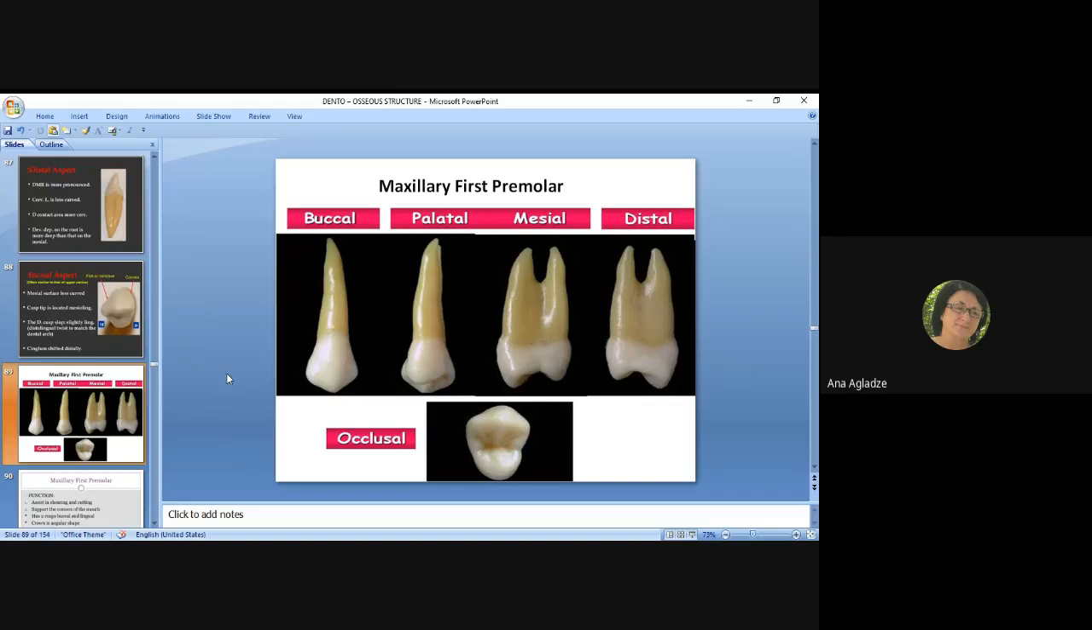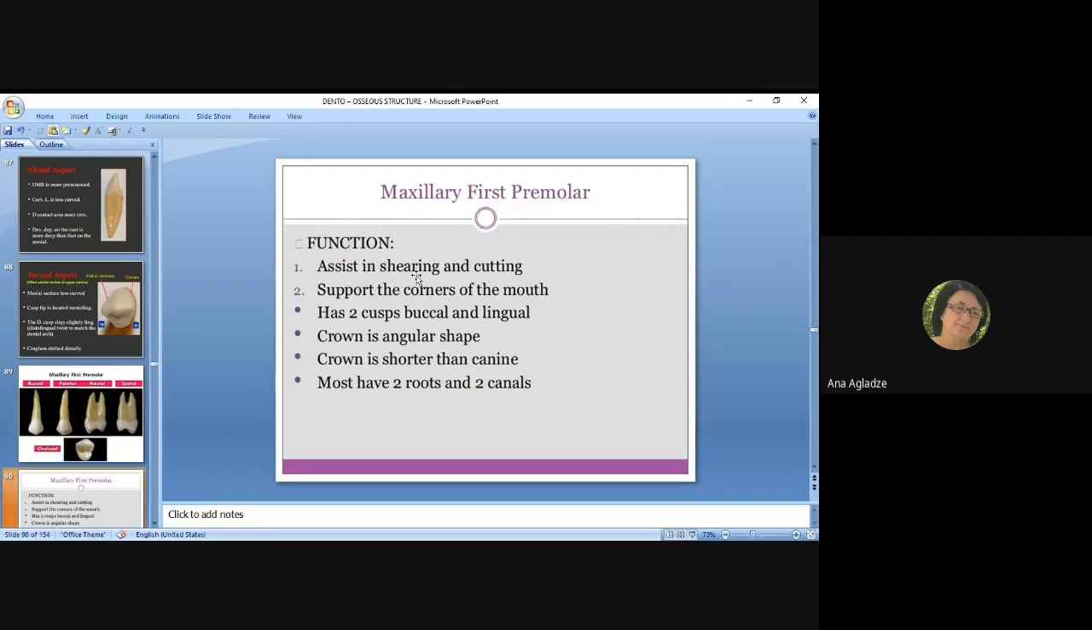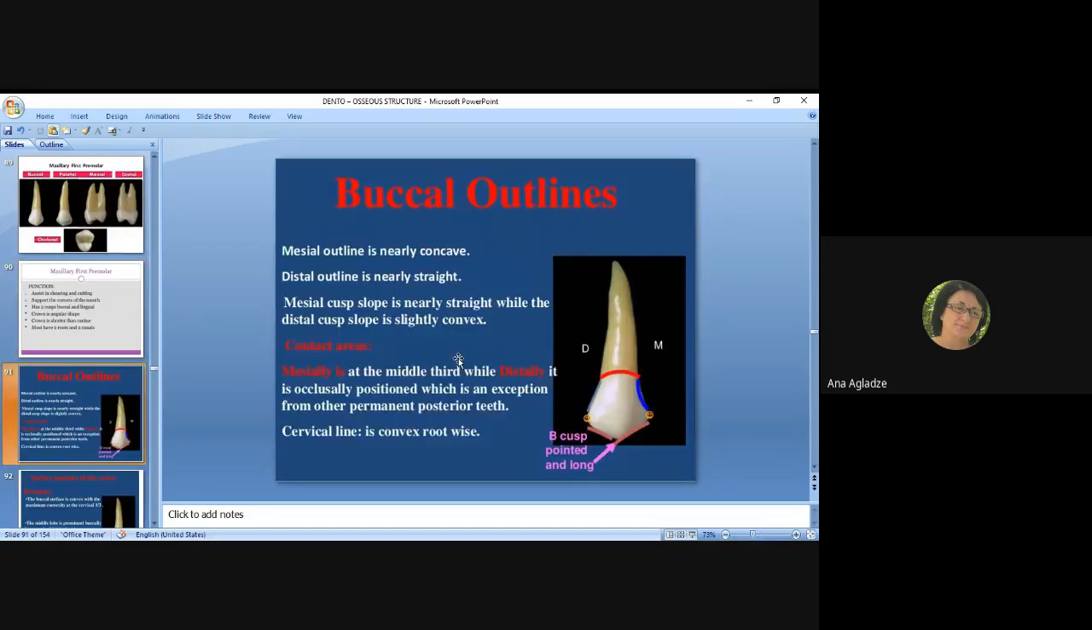Then these are maxillary first premolars. This is their function: assist in shearing and cutting, support the corners of the mouth. Has two cusps, they are called bicuspids, buccal and lingual. Crown is angular in shape and crown is shorter than canine. Most have two roots and two canals. And let's discuss. This is buccal outline.